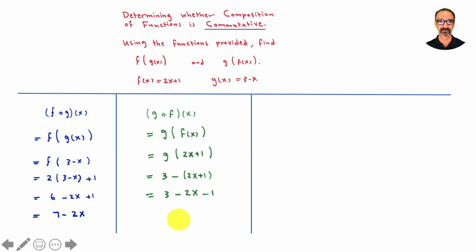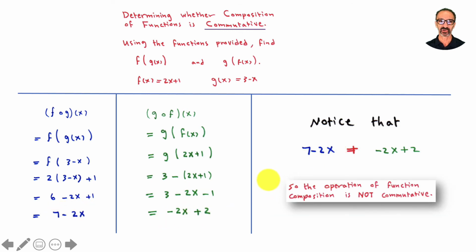Distribute the minus sign. Simplify, combine 3 and negative 1 to positive 2, I mean. And that's the answer. Now notice that 7 minus 2x does not equal negative 2x plus 2, which means the operation of function composition is not commutative. This is an example that contradicts that, so it's not a rule.